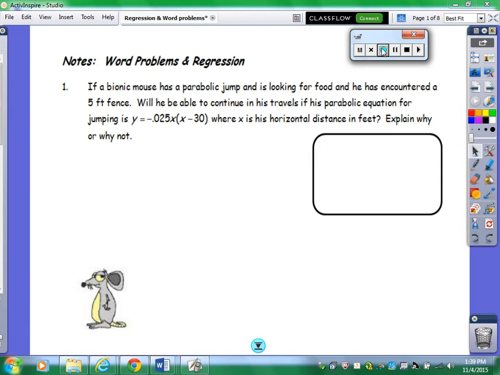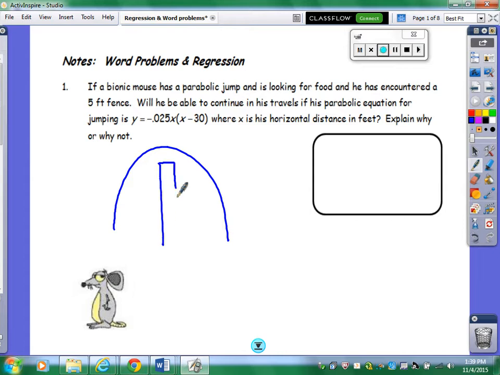If a bionic mouse has a parabolic jump, so that means when he jumps, he's going to make a parabola, is looking for food and has encountered a 5-foot fence. So he's coming along, he's going to climb a 5-foot fence. Can't go around it, can't go through it, he has to go over it. Will he be able to continue in his travels if his parabolic equation for the jump is y equals negative 0.025x times the quantity x minus 30, where x is his horizontal distance in feet? Explain why or why not.